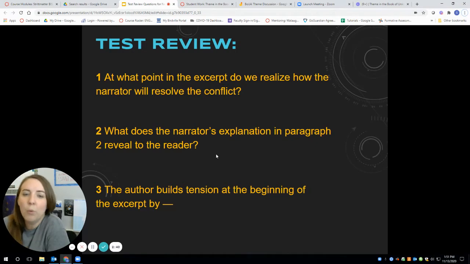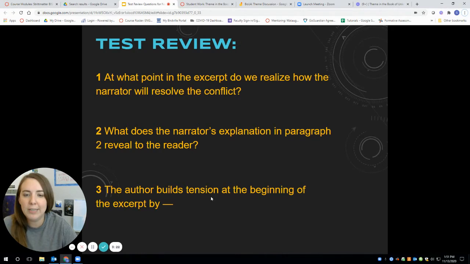Number 2. What does the narrator's explanation in paragraph 2 reveal to the reader? So when you see a question like this, remember the narrator is the person telling the story. So you want to go find that paragraph after you've read the whole thing. Please, for the love of God, read the whole thing. It's really hard in 8th grade to do well on tests when you don't read the full story and get the big picture, because a lot of your questions are about big picture. So to figure out what the narrator is explaining, you got to have context, which means you're going to have to read paragraph 3 and paragraph 1 and understand what 2 is actually revealing. This is an inferencing question. It's asking you to read between the lines and figure out what's actually being shown.